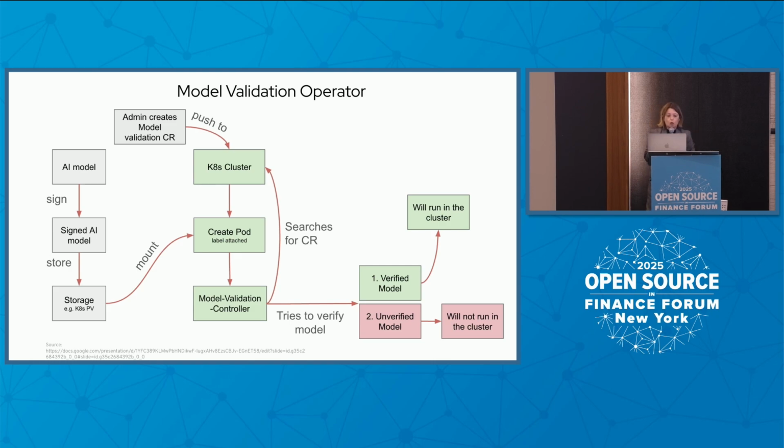In that object is where you will specify when that model is valid or not. Once you create that object and you sign the model, and that model is mounted into a pod as a PVC, that pod will have a specific label. Then the model validation controller will look for that pod and verify it against that custom resource. If it's okay, it's green, yes, it will run on the cluster. If it's not, it will not run on the cluster, which is what we want.